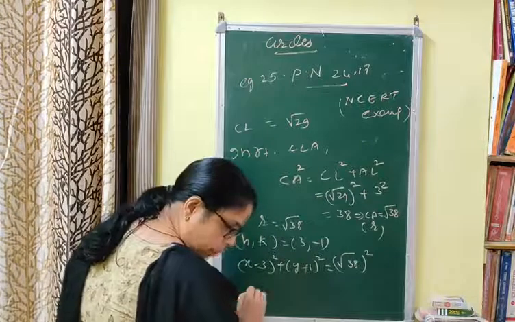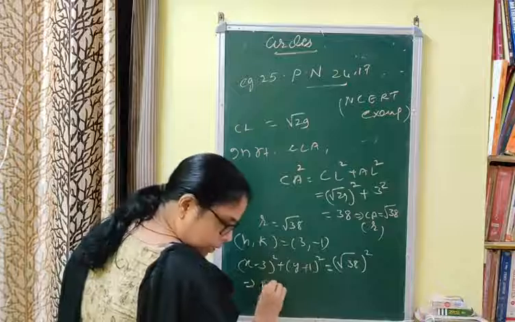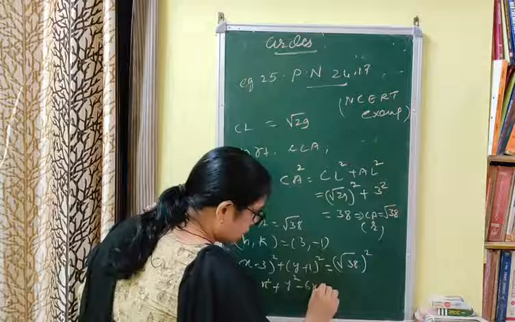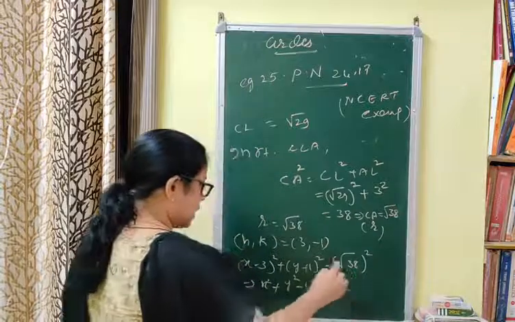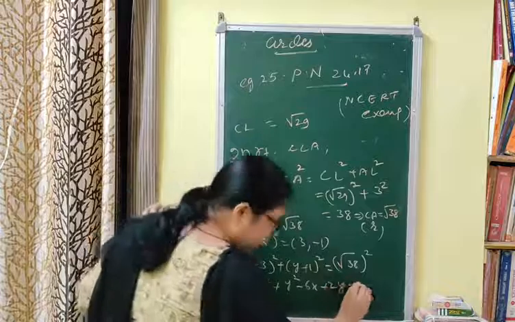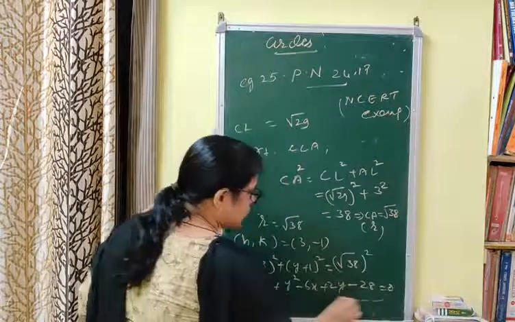Now by resolving it, converting to standard form, you will get x square plus y square minus 6x plus 2y, 38 minus 10, that is 28, minus 28 equal to 0. This is the equation of the circle.